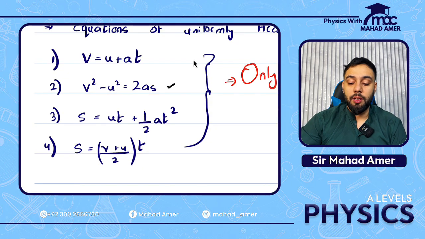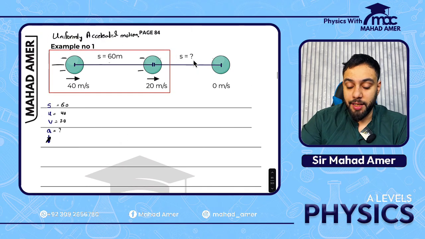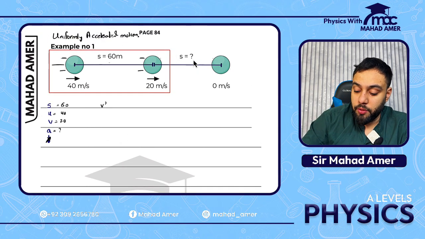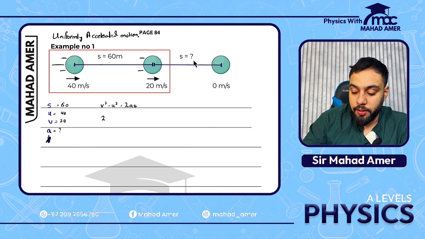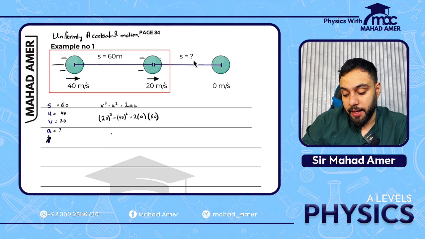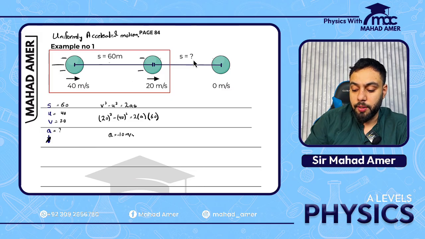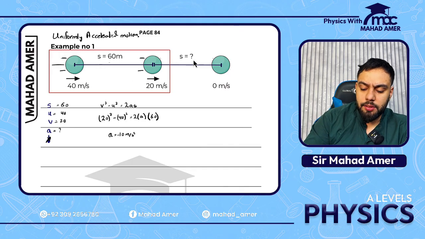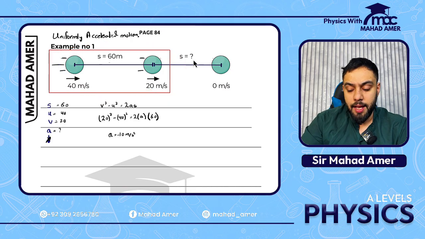I'll be using from these 4 equations of motion that I'm pretty sure that you remember by now, the second one, that is V square minus U square equals 2AS. Why? Because I need acceleration. I've got all other 3 things. Final velocity 20 squared minus initial velocity 40 squared equals 2 times the acceleration we need to find, and the displacement is going to be 60. From there I can calculate the acceleration value. That will be negative 10 meters per second square. This negative 10 indicates that since we are decelerating and the velocity is decreasing, we have got acceleration as negative 10. Okay.